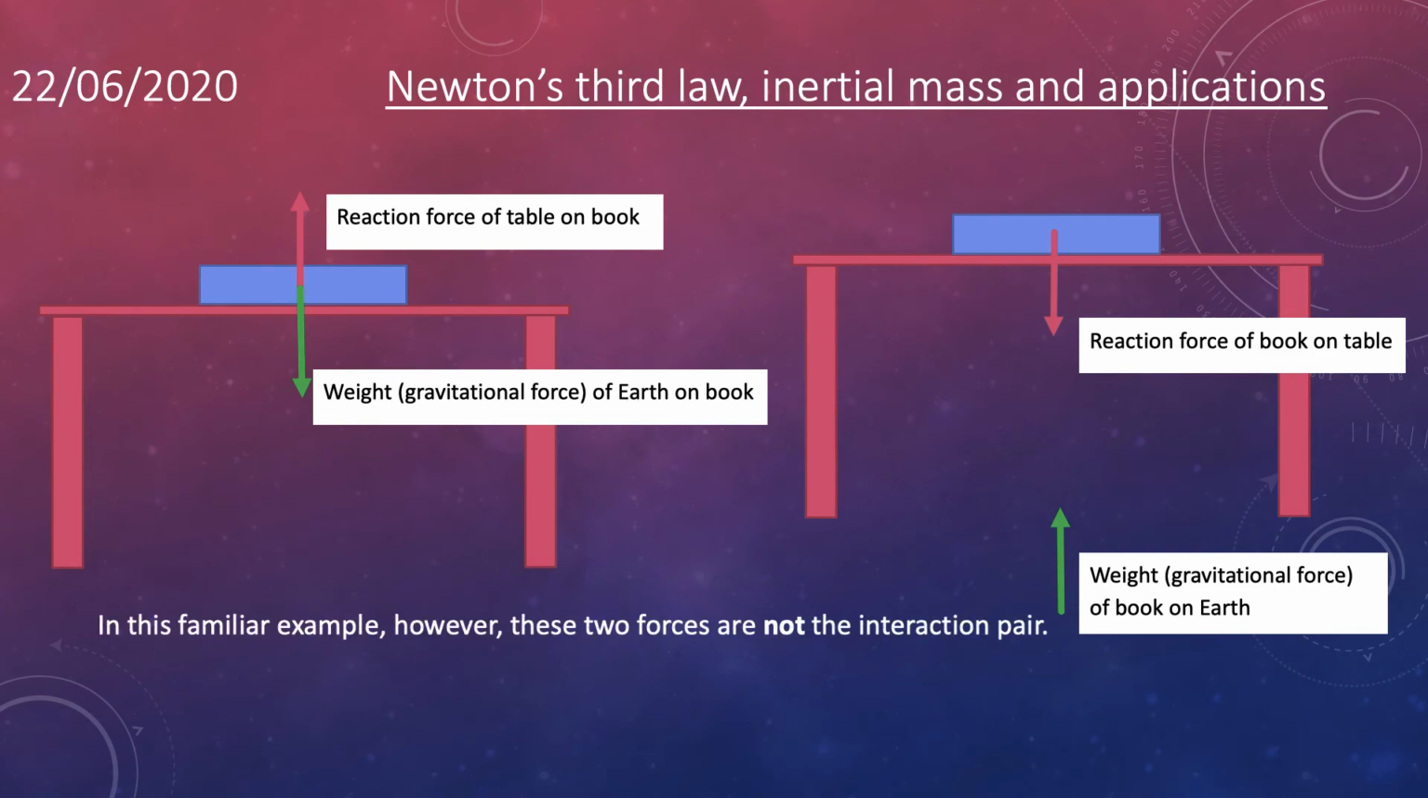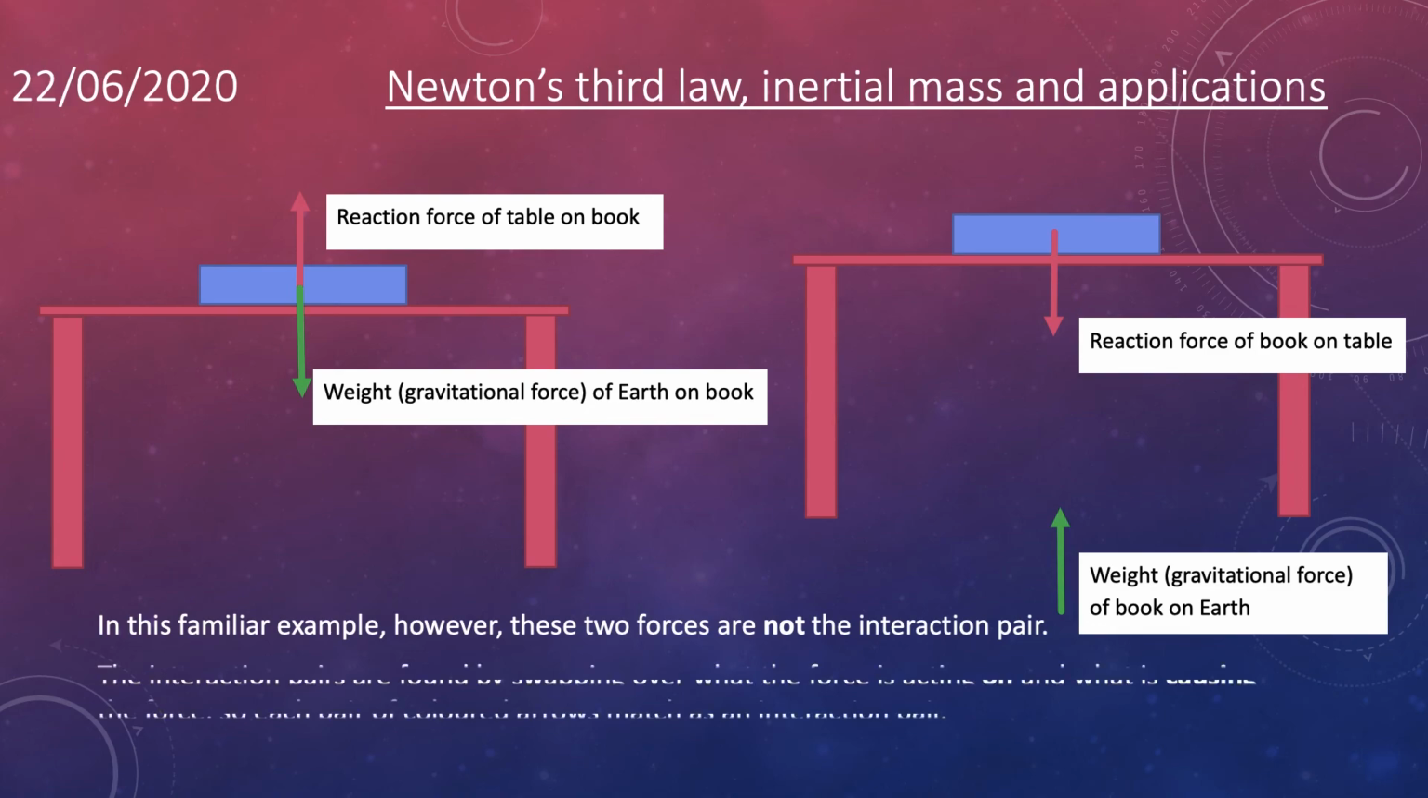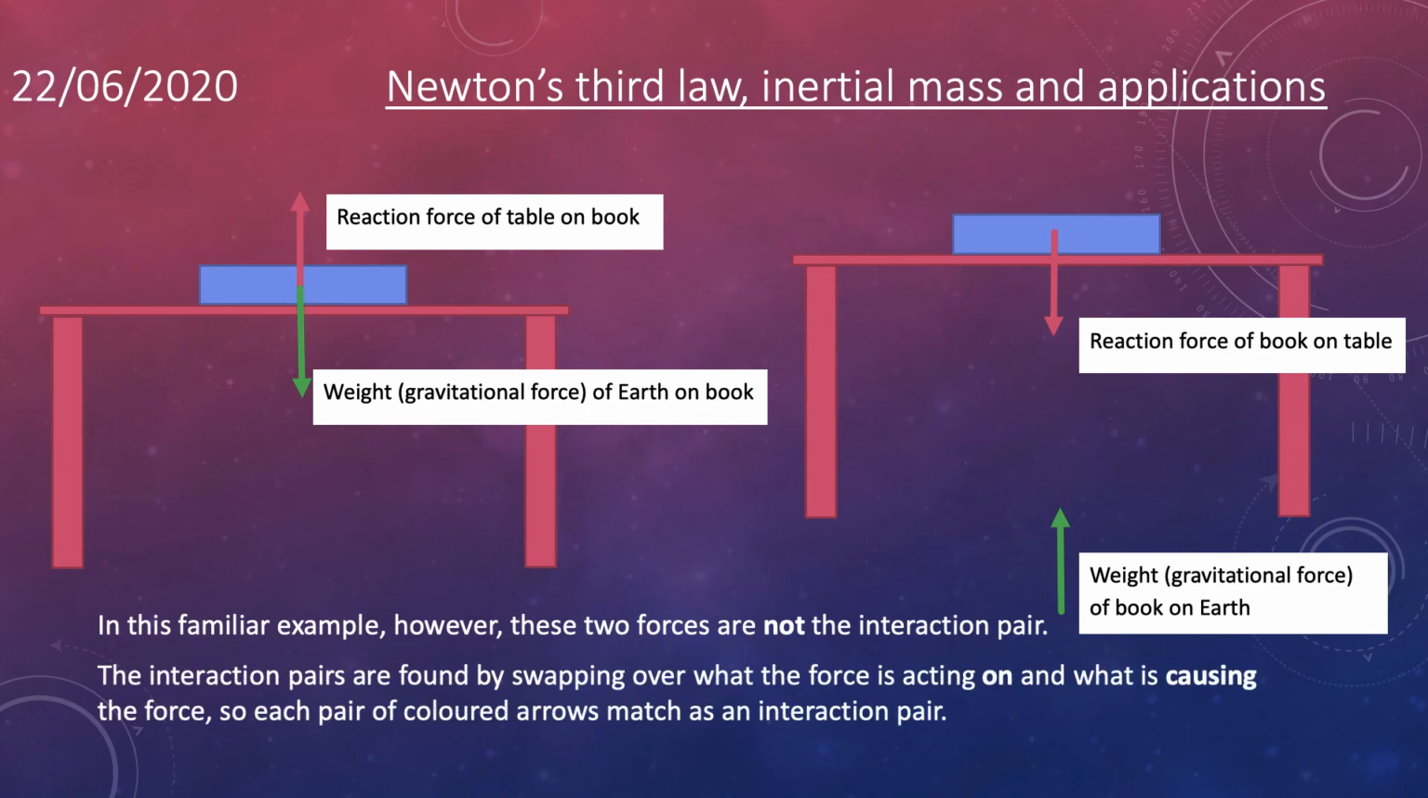So what are we saying? It's a familiar example, but the two forces we normally label that are equal and opposite are not the pair. They are not an interaction pair. The interaction pair is found by swapping over what the force is acting on and what is causing the force. So each pair of coloured arrows match as an interaction pair. And it should be quite easy to get. If we write it out like I have done there, reaction force of table on book, we swap over the last two things. We say reaction force of book on table. Or if we're looking at the weight, the gravitational force of the Earth on the book is matched by the gravitational force of the book on the Earth.